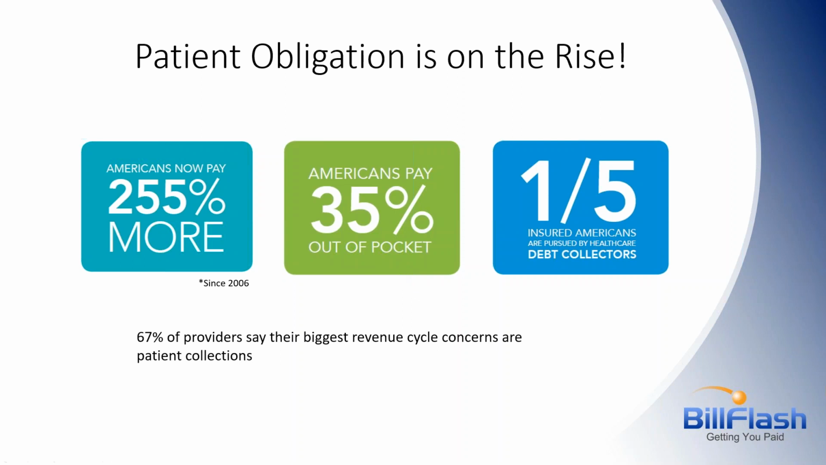67% of providers say their biggest revenue cycle concerns are patient collections. And that falls almost exactly in line with what our poll was just a minute ago. The majority of you said almost that very same thing, which is very difficult. 69% of providers saw an increase in patient responsibility compared to 2017. So we can see that just based on this data alone, there is a tremendous shift happening to patients having to pay more of their healthcare bills, right?